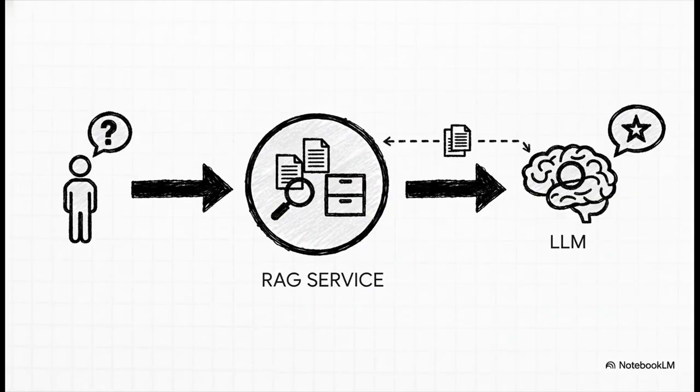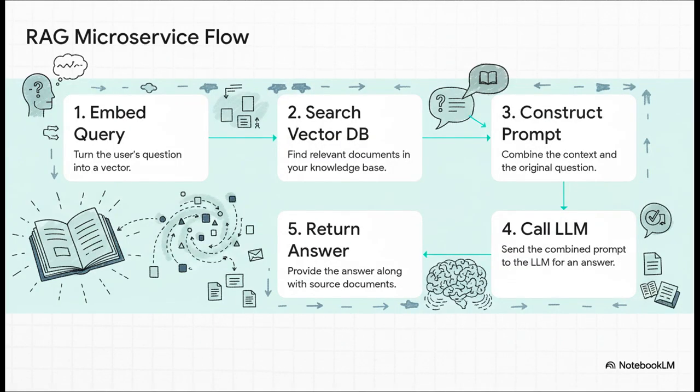And maybe the most powerful pattern of them all is building a dedicated microservice for RAG, which stands for Retrieval Augmented Generation. This is the magic trick. This is how you let your LLM answer questions using your own private data. We're talking internal documents, a product knowledge base, you name it, all without having to do any expensive retraining of the model itself.